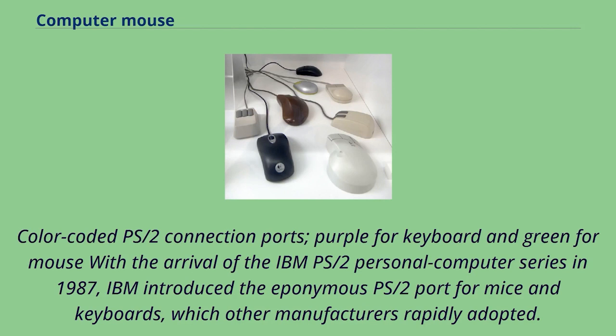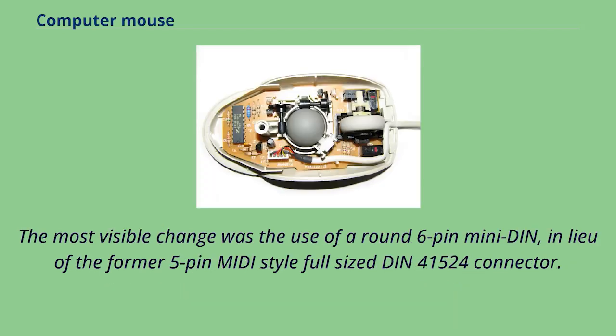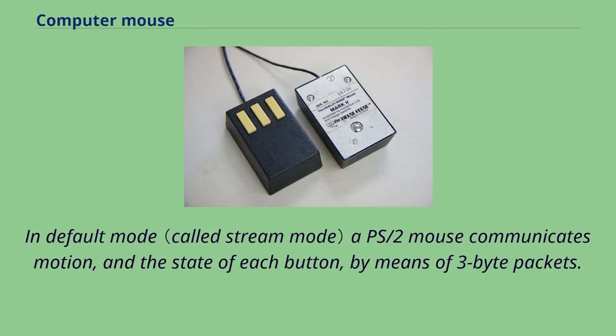Color-coded PS/2 connection ports, purple for keyboard and green for mouse. With the arrival of the IBM PS/2 personal computer series in 1987, IBM introduced the eponymous PS/2 port for mice and keyboards, which other manufacturers rapidly adopted. The most visible change was the use of a round 6-pin mini DIN, in lieu of the former 5-pin MIDI-style full-size DIN 41524 connector.